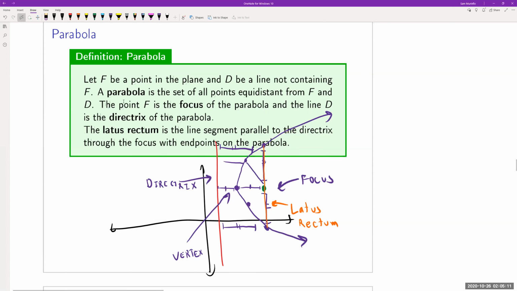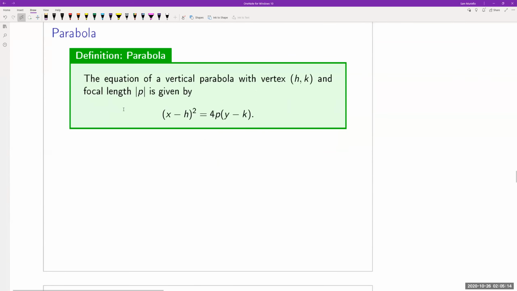Now, there's some information we can get here. The equation of the vertical parabola with a vertex h comma k and focal length of absolute value of p is given by x minus h squared is equal to 4p times y minus k. So p determines the focal length, which is basically going to determine how tall or wide our parabola is going to be. This is for a vertical parabola. For a horizontal parabola, we would essentially switch x and y. Just think about y equals x squared being our generic parabola. Since the x is squared, it ends up being vertical. We'll go through some examples here.